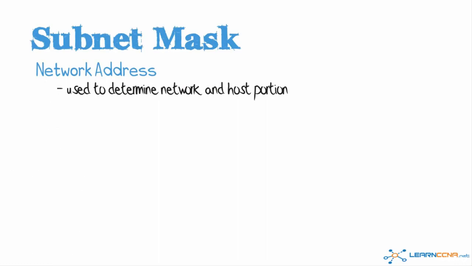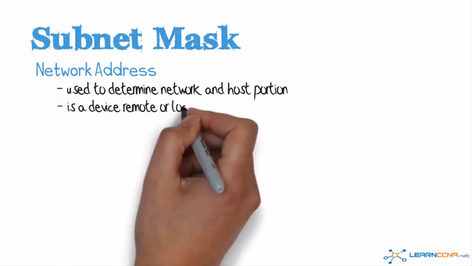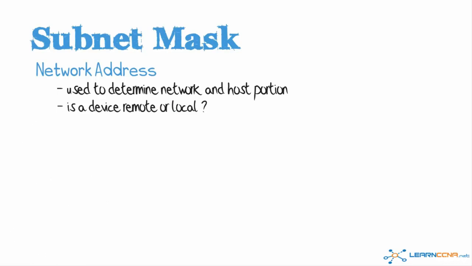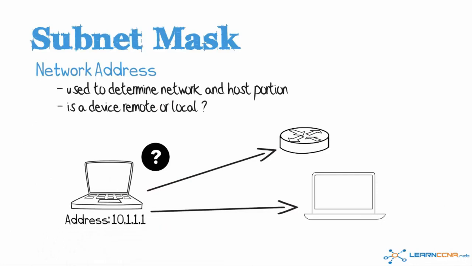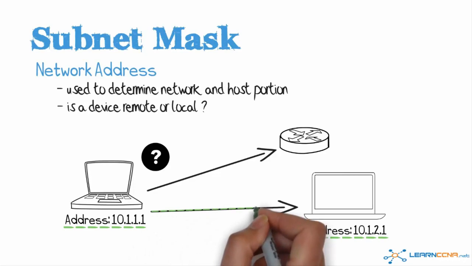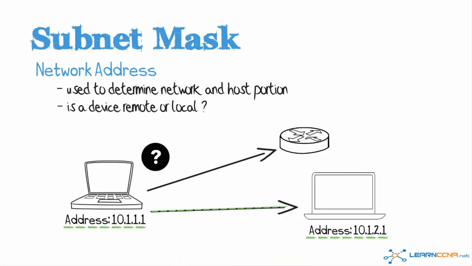This allows a PC, for example, to determine whether a device that it wants to communicate with is a remote device or a local device. So here's an example. We have a PC with IP address 10.1.1.1 and another PC with an IP address of 10.1.2.1. When the PC on the left wants to forward traffic to the PC on the right with IP address 10.1.2.1, does the PC forward the traffic onto the local segment, or does it forward it to its default gateway?